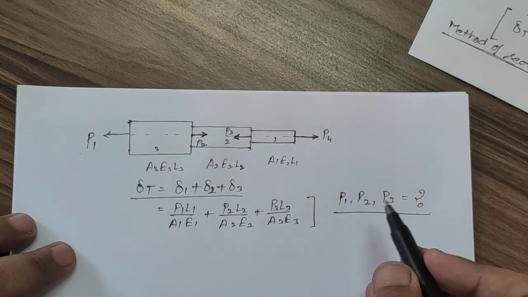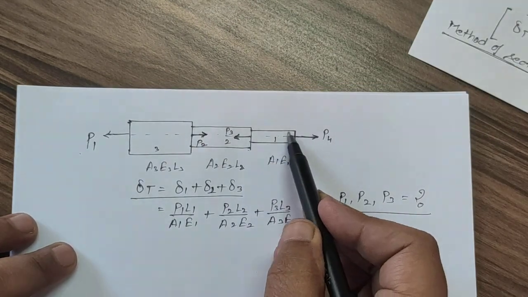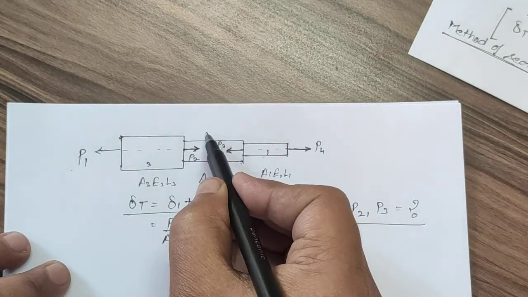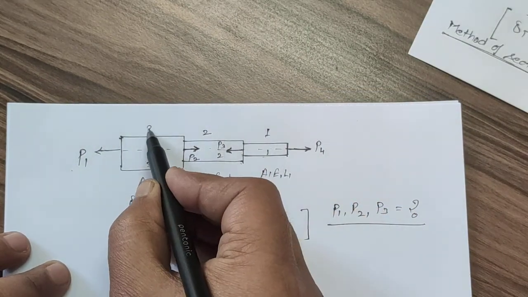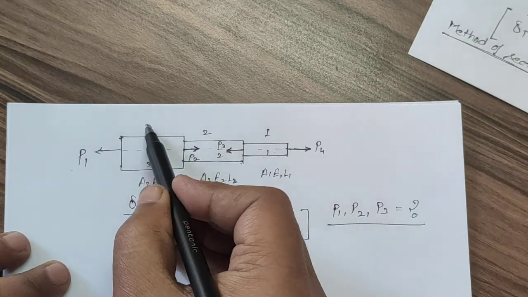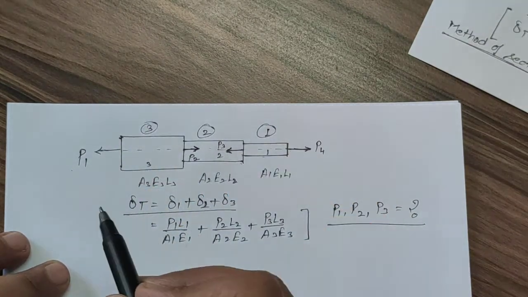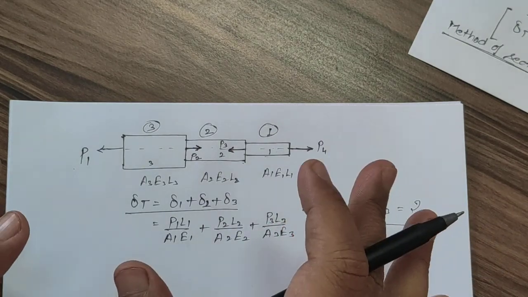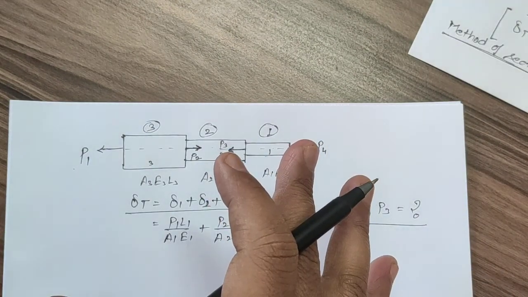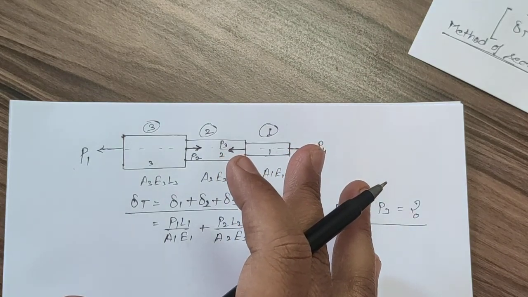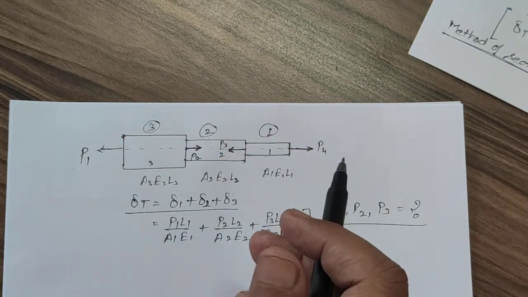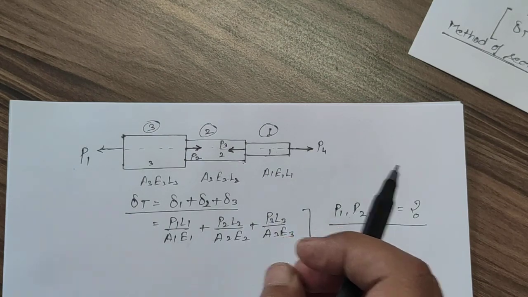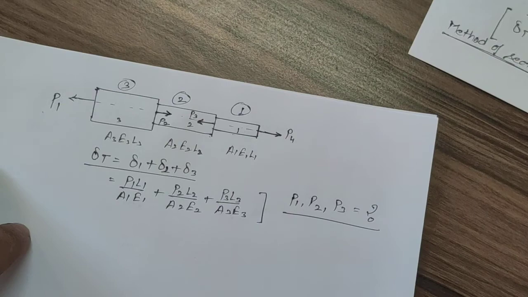Again, P1 is the load acting on member 1, P2 is the load acting on member 2. This is member 2, this is member 1 and this is member 3. The load acting on member 3, member 2 and member 1. If we go for the free body diagram, it will take time, and with the help of the method of section we can observe all the forces very clearly. So the basic method is the same.